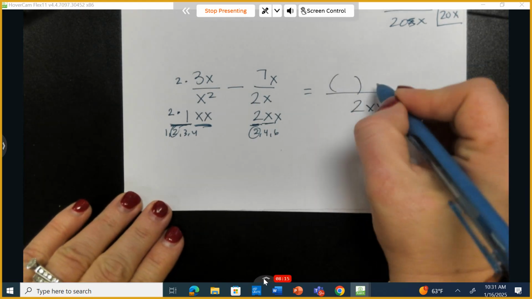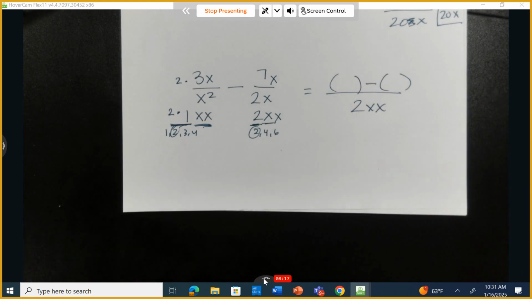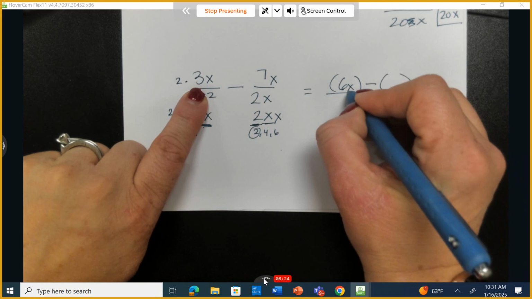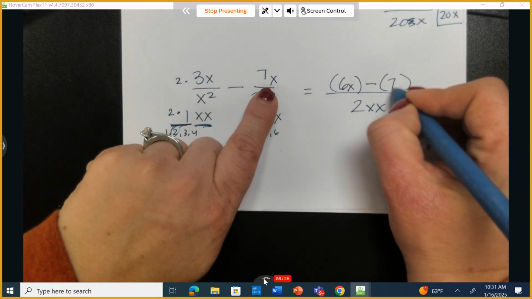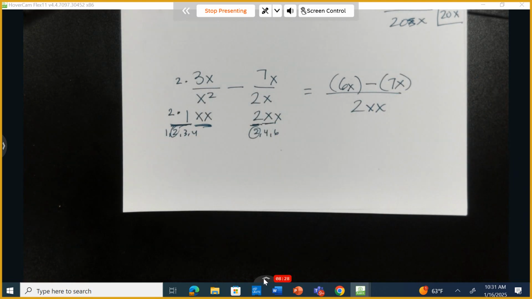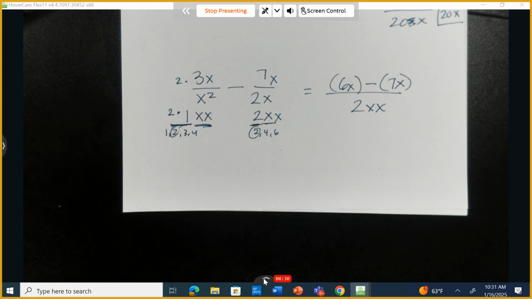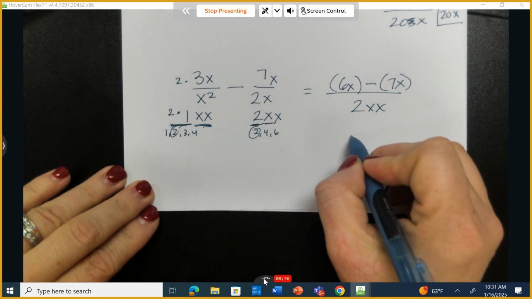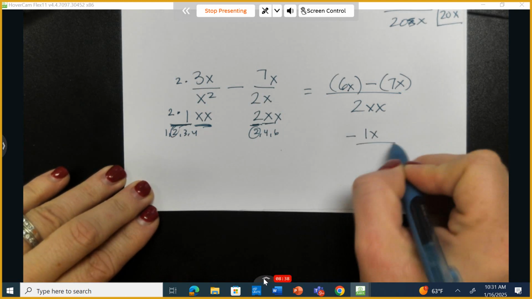I have a left side and a right side, separated by subtraction. On the left side, 2 times 3 is a 6. On the right side, I have a 7x. Can I combine 6x and 7x? Yes. So on your calculator or in your mind, what is 6x minus 7x? Be careful. Negative 1x.